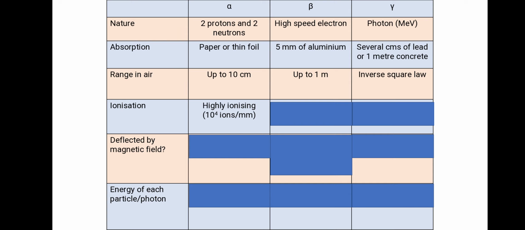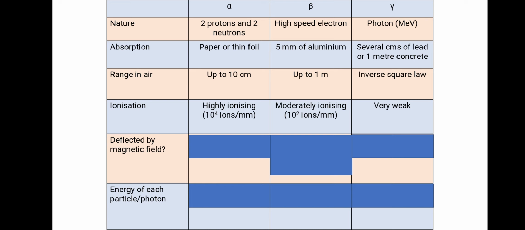So in terms of ionization, alpha particles are the most highly ionizing, 10 to the 4 ions per millimeter. Beta radiation, moderately ionizing, 10 to the power 2 ions per millimeter. The ionization power of gamma when compared to alpha and beta is very weak.